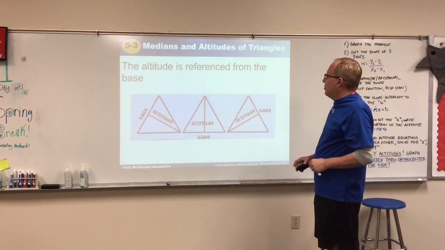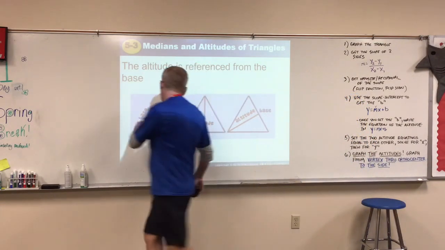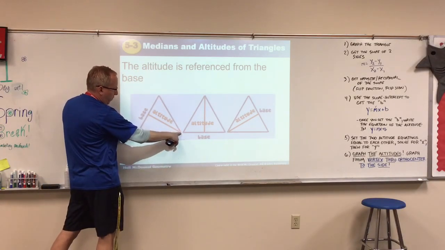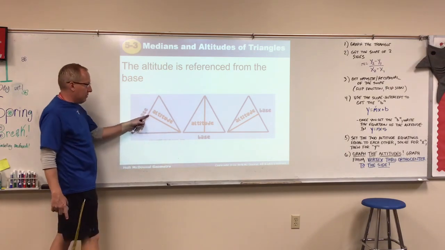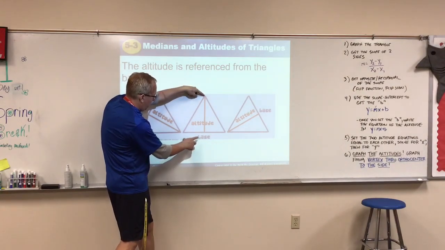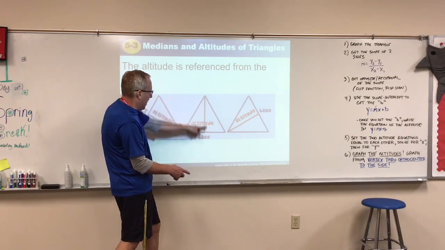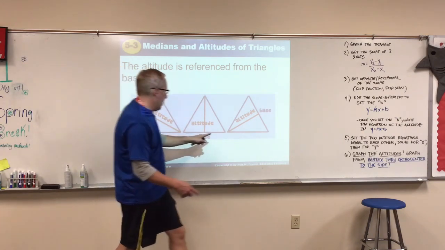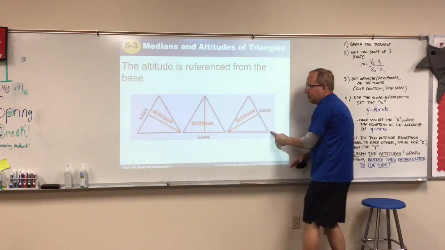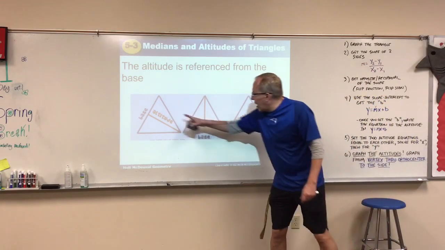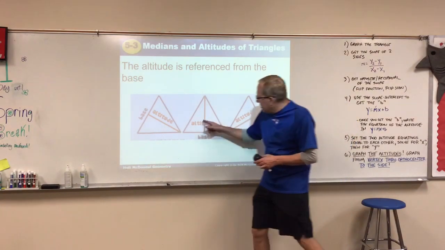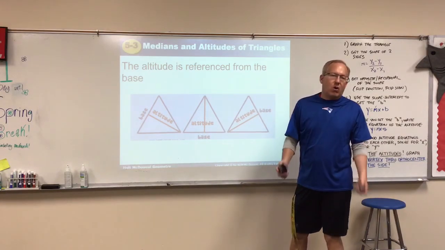All right? The altitude is referenced from the base. If this is the base, this is the altitude. Remember, the altitude runs from the vertex to the base of the opposite side. If this was the base, here's the opposite vertex that goes from here to this base. This is the altitude for this base. And if I changed to this being the base, this is the altitude referencing this base. So this is the same triangle, but it has 3 different bases, so it has 3 different altitudes. Where these altitudes intersect is what's called the orthocenter.